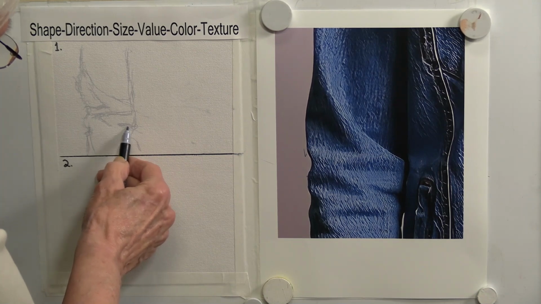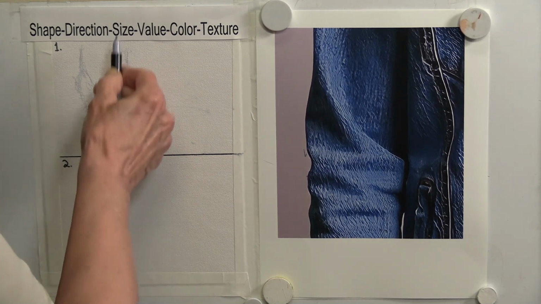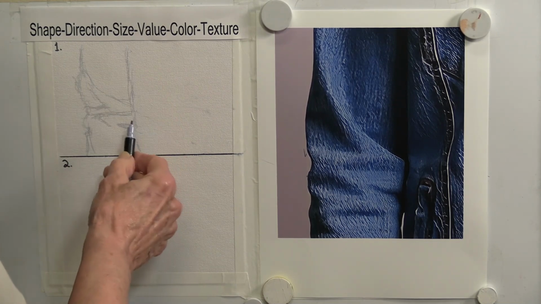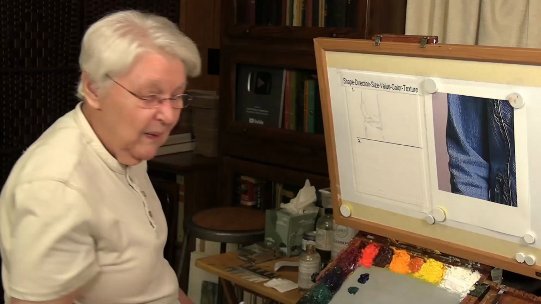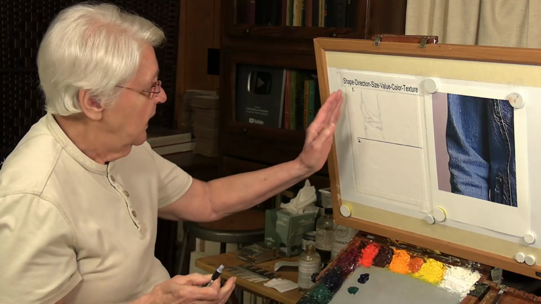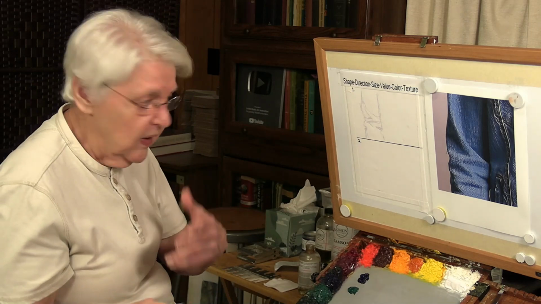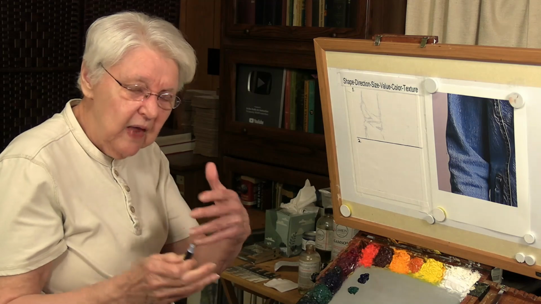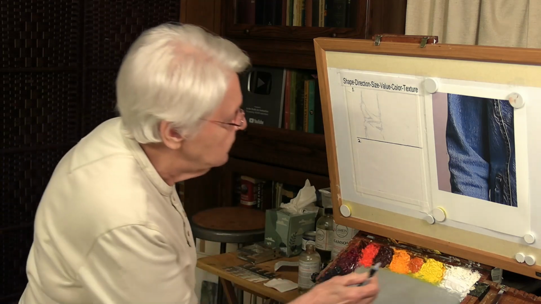You see I'm going through those visual elements. So far we're working with direction and size in order to create shape. That's what it takes, direction and size, to create shape. That helps to create the edge of the shape.